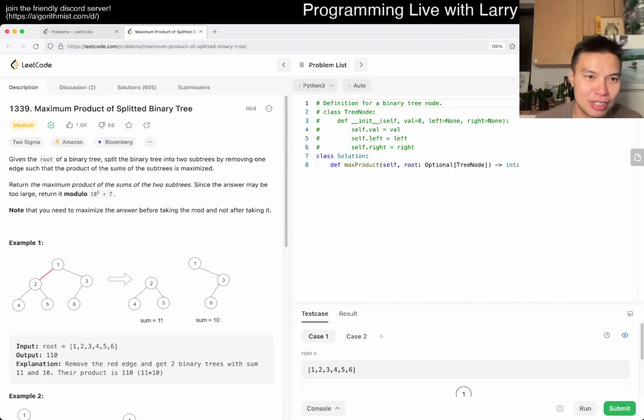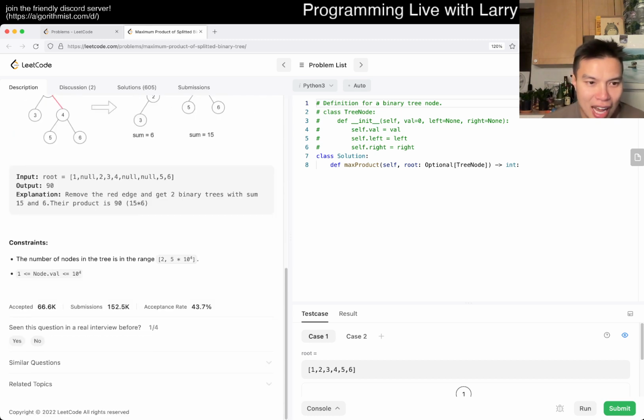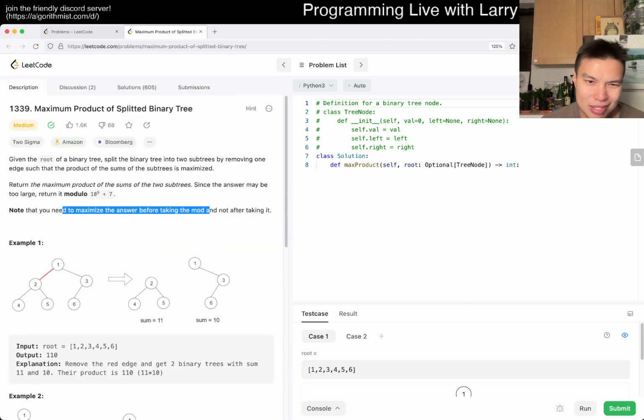Maximum product of split binary tree. So given the root of a tree, split it into two subtrees, and then the product of the sums of the subtrees is maximized. Return the maximum product. Since the answer is too large, return it mod. And you have to maximize the answer before taking the mod, not afterwards.